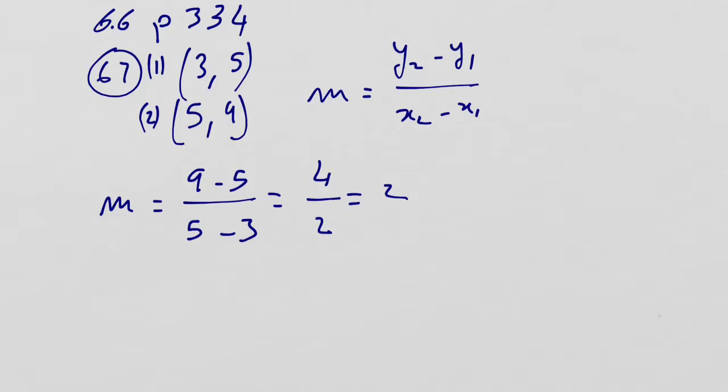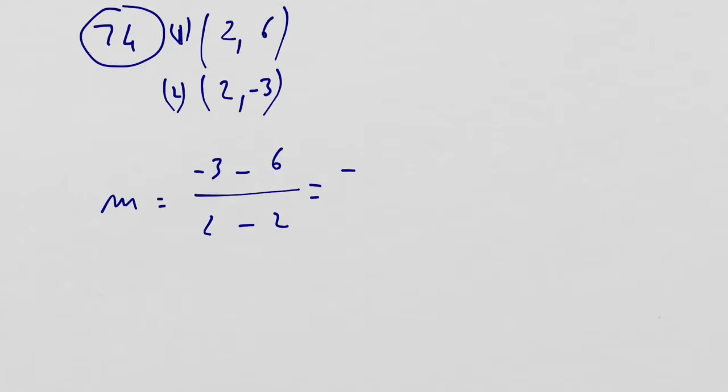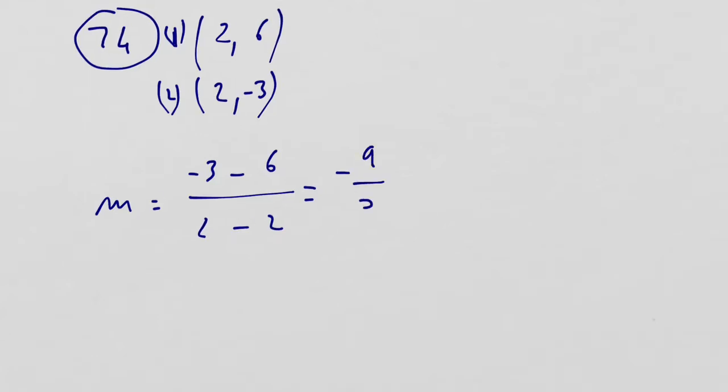Now, if I want to solve problem number 74, I have two points: 2 and 6 for point number 1, and 2 and negative 3 for point number 2. The slope is negative 3 minus 6 over 2 minus 2, which is negative 9 divided by 0, and so that means it's undefined. Okay, undefined.